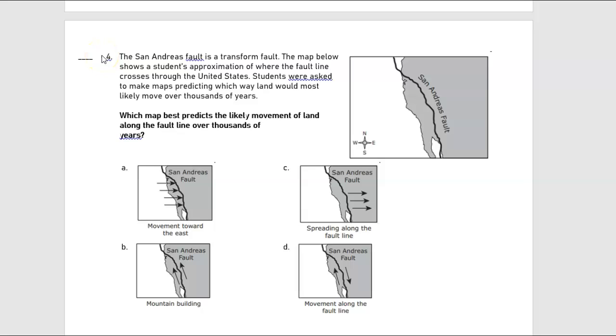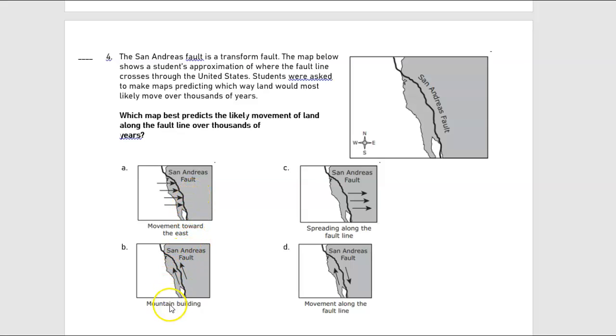Number 4, the San Andreas Fault is a transform fault. The map below shows a student's approximation of where the fault line crosses through the United States. Students were asked to make maps predicting which way the land would most likely move over thousands of years. Which map best predicts the likely movement of land along the fault line over thousands of years? A, movement toward the east. So the Pacific Plate moving east toward the San Andreas Fault.